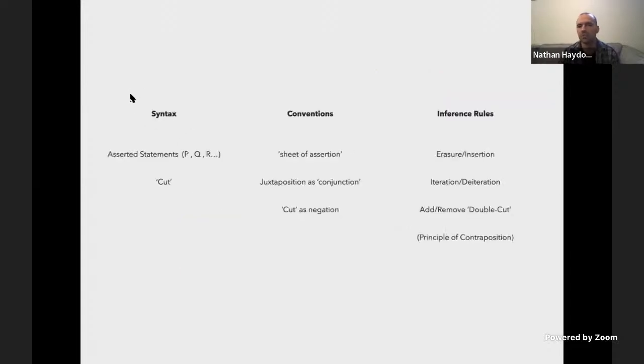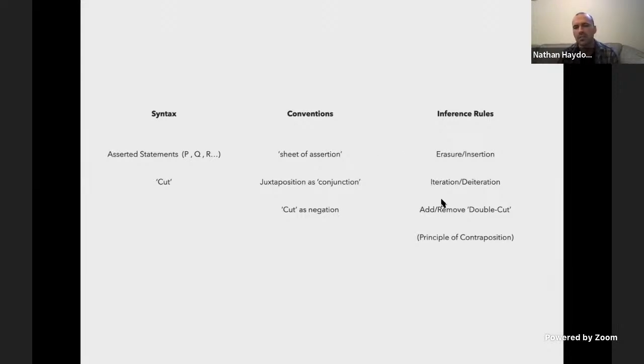So what's the overview of this basic propositional system for logic? Well, we have these asserted statements. These are those full sentences that I was showing that Peirce thinks are quite natural just to write down. We often just use variables to describe them, which is why I have P, Q, and R. We have this notion of a cut, this circle. And we have these conventions that the sheet of assertion takes as given a universe of things that we take to be true. Juxtaposition on the sheet serves as conjunction, and the cut serves as negation.